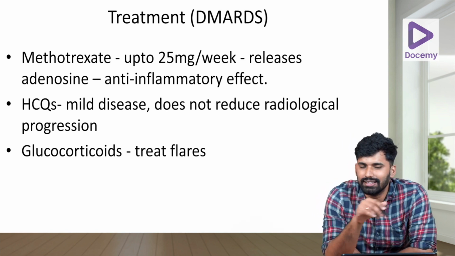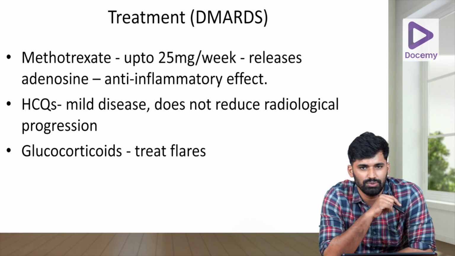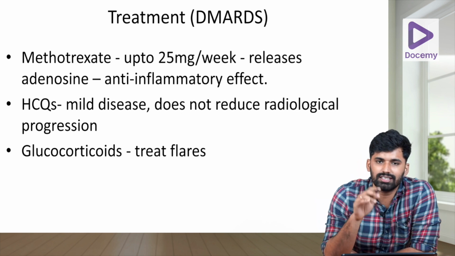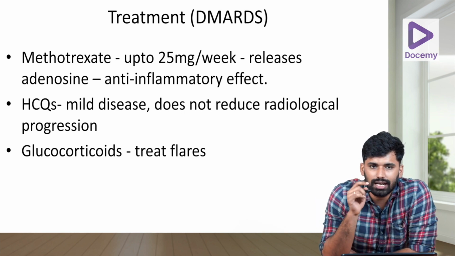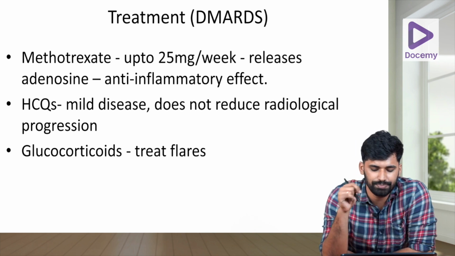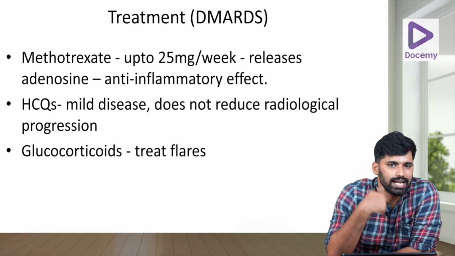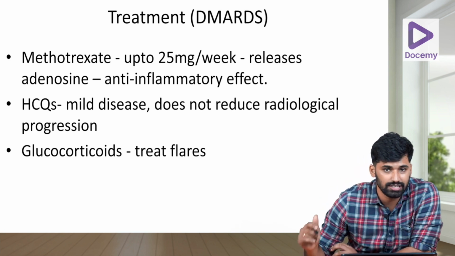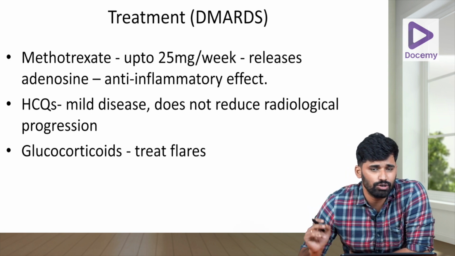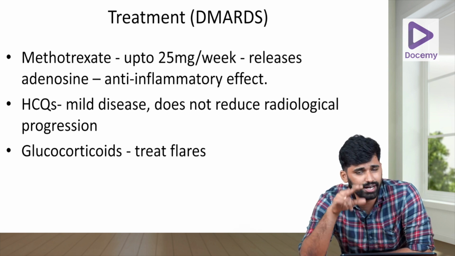The first line and the first choice is the wonderful drug methotrexate, which was developed decades back and is still the cornerstone of therapy for rheumatoid arthritis. The maximum dose is up to 25 mg per week. It releases adenosine at low doses, causing an anti-inflammatory effect, and prevents radiological progression aggressively. The famous drug hydroxychloroquine sulfate is reserved for mild disease and does not reduce radiological progression.